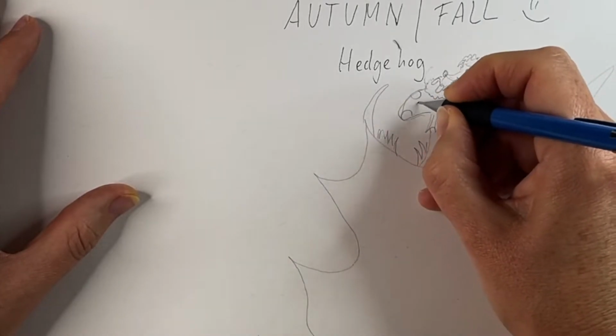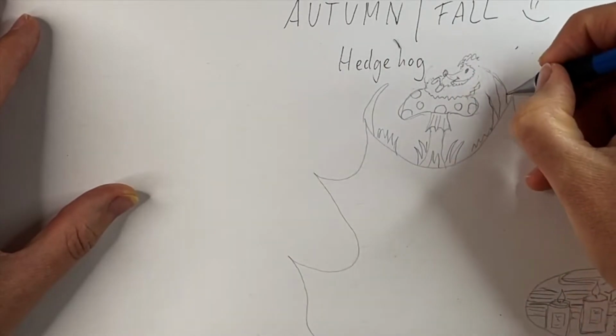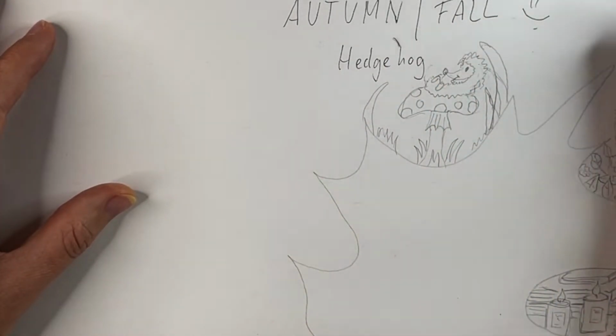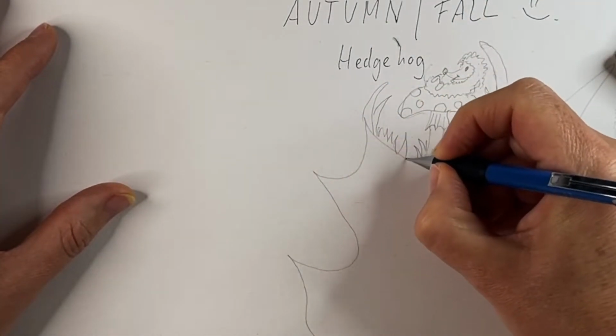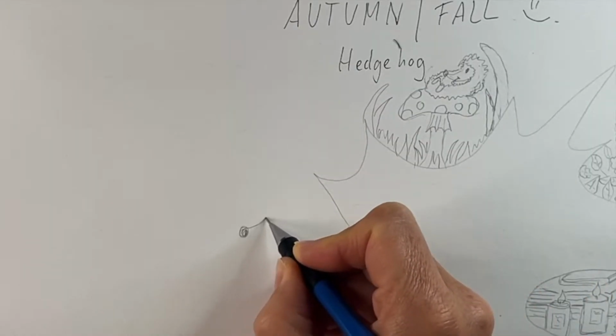And I'm adding some dots onto the mushroom. I know that's a poisonous one, but I think it's just nice for the doodle, and it kind of fits nicely. So a little bit more grass. And then a last one. Little hedgehogs get cheeky and hungry.